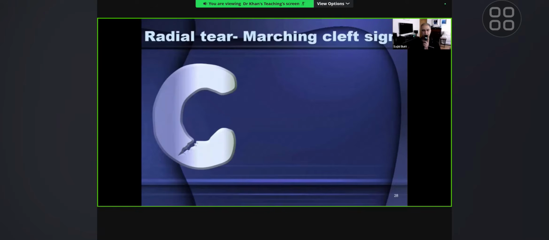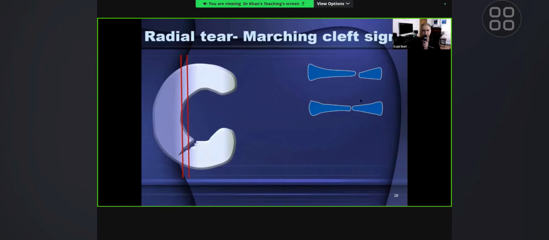Depending on exactly where the meniscal tear is, you can have what is called the marching cleft sign. So imagine a meniscal tissue with an oblique shaped radial tear. If you did sagittal imaging here, we will have this sort of appearance, lots of normal meniscal tissue, and then the radial tear at the back.